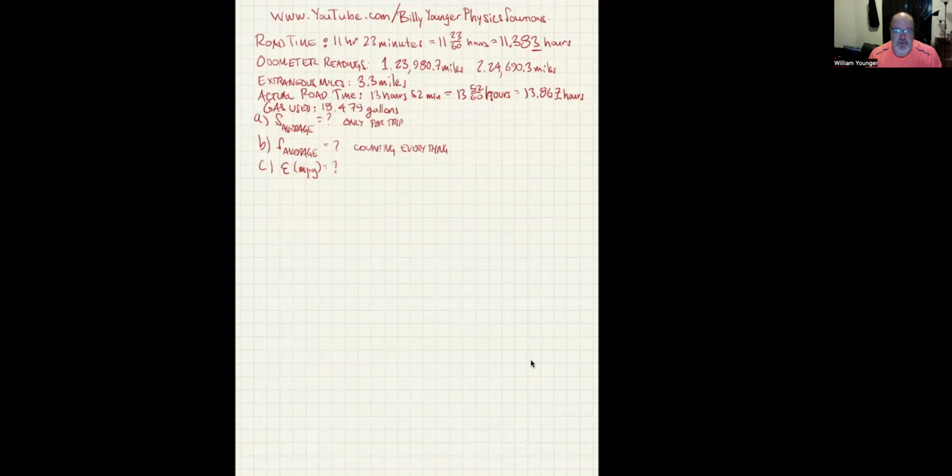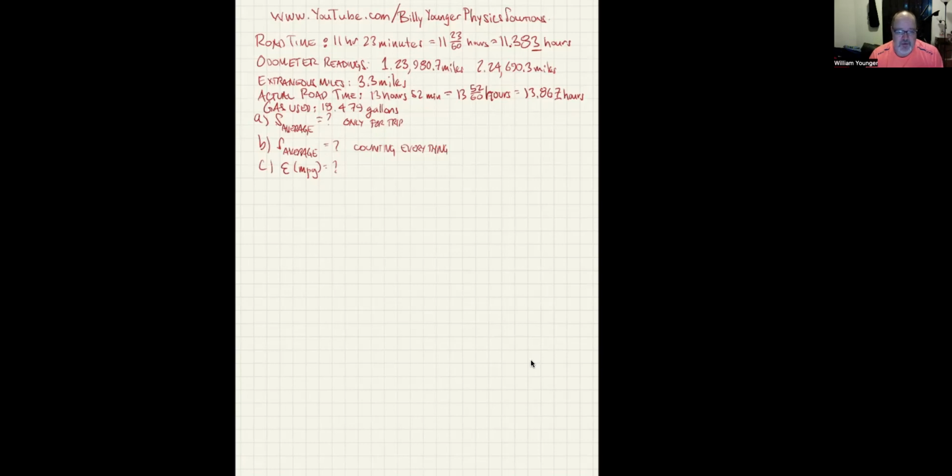The odometer readings, both the first one and the second one, to get the actual miles. Obviously, you would want to do the final reading minus the initial reading. And the extraneous miles, of course, you want to subtract those out, at least for part A. And then actual road time was the total time from when I left the house until I arrived at the resort, which was 13 hours and 52 minutes, which we'll call 13 and 52 sixtieths hours, which I rounded to one extra sig fig, 13.867 hours. And the total gas used was 18.479 gallons.